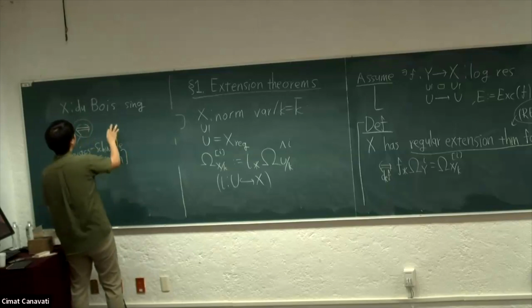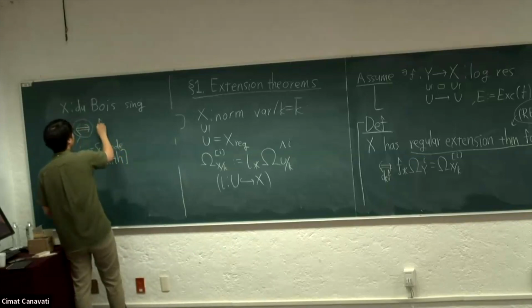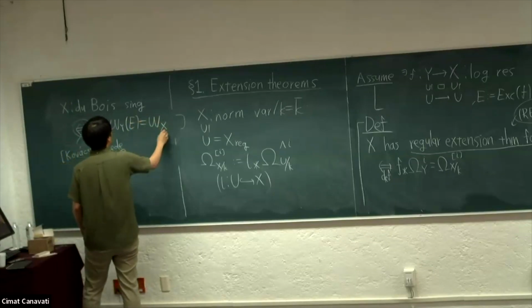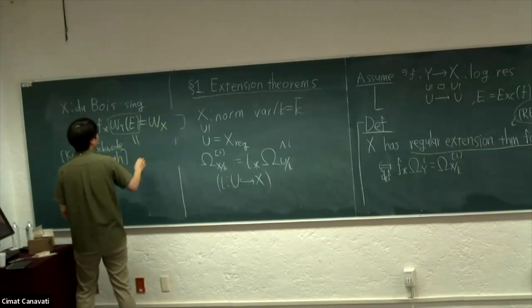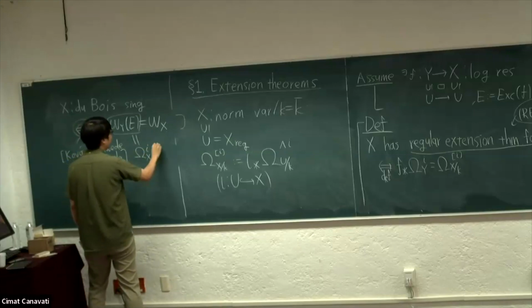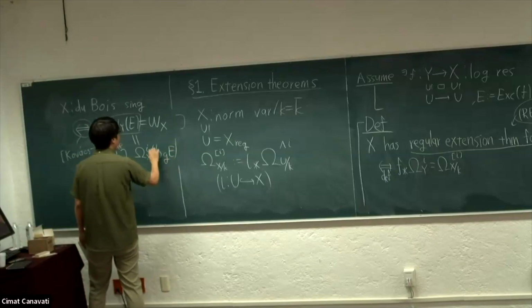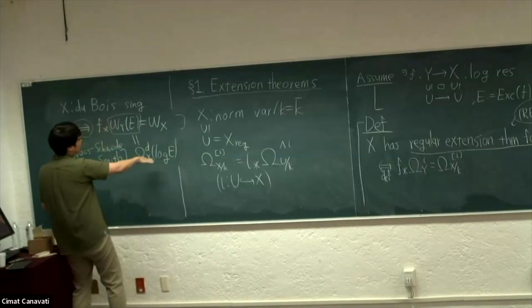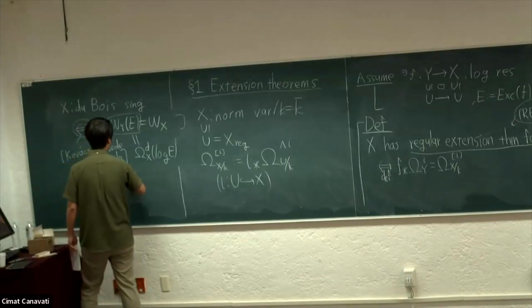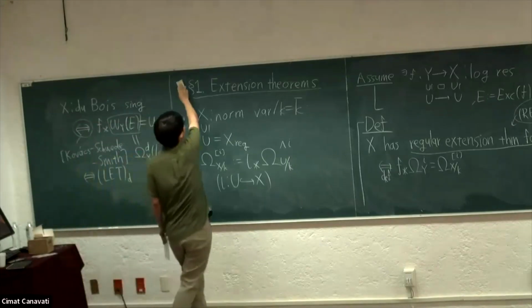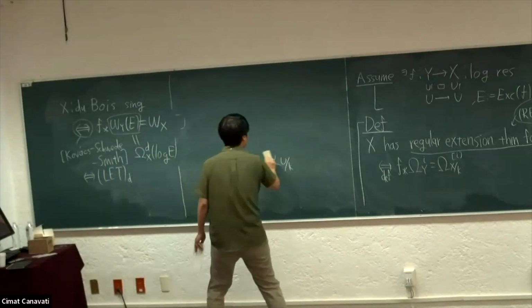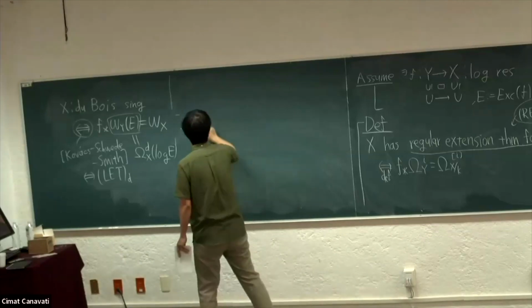So in the Poincaré coherent case, Du Bois singularity is equivalent to saying that X star of omega Y capital E is omega X. Sorry, I didn't define the log version, but this is actually equal to this notion. So this is equivalent to the extension theorem for D-forms. So the log extension theorem is somehow a generalization of Du Bois singularities.